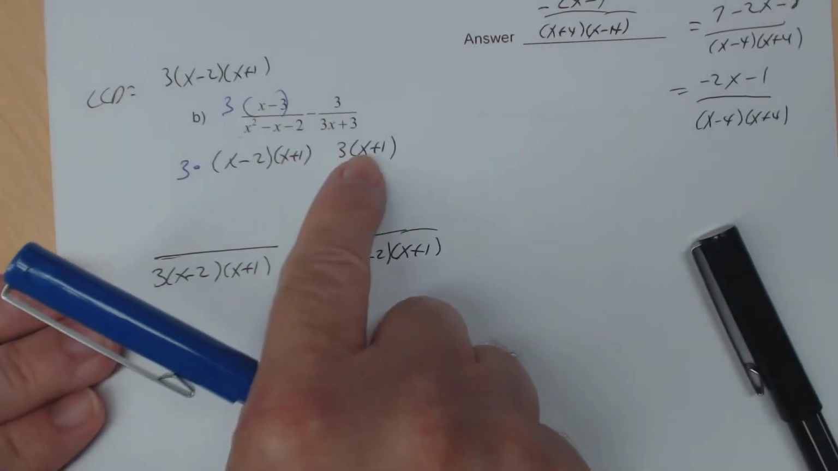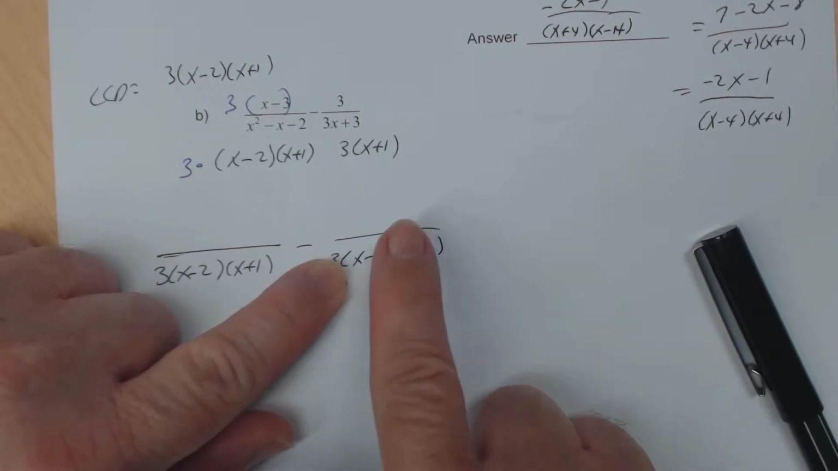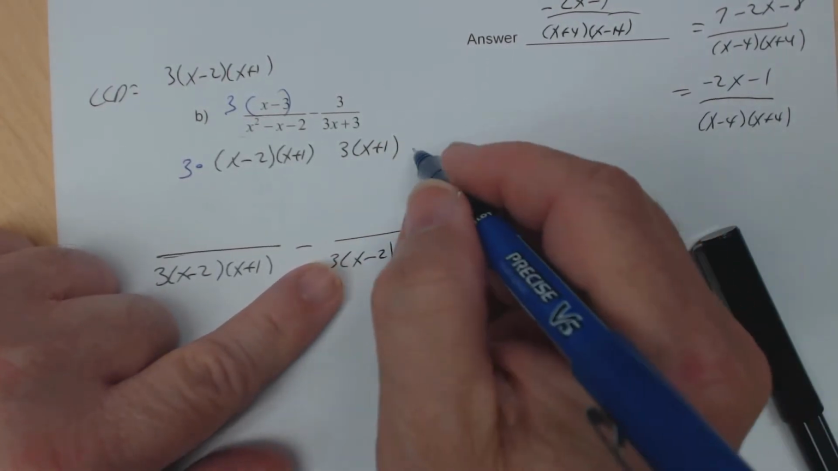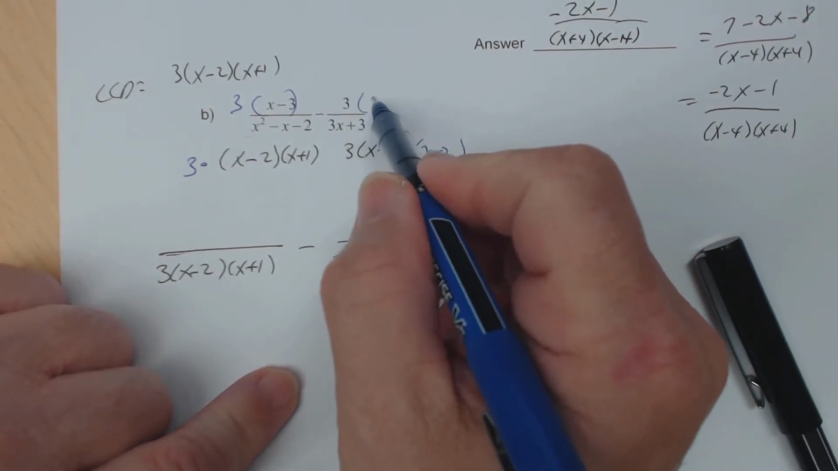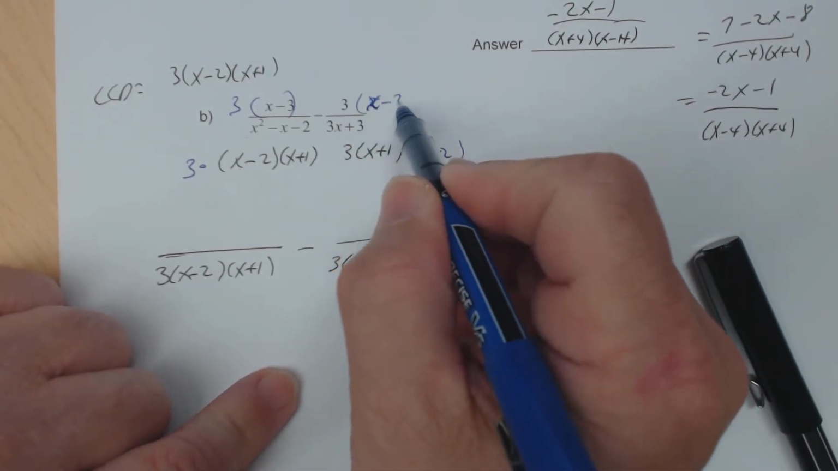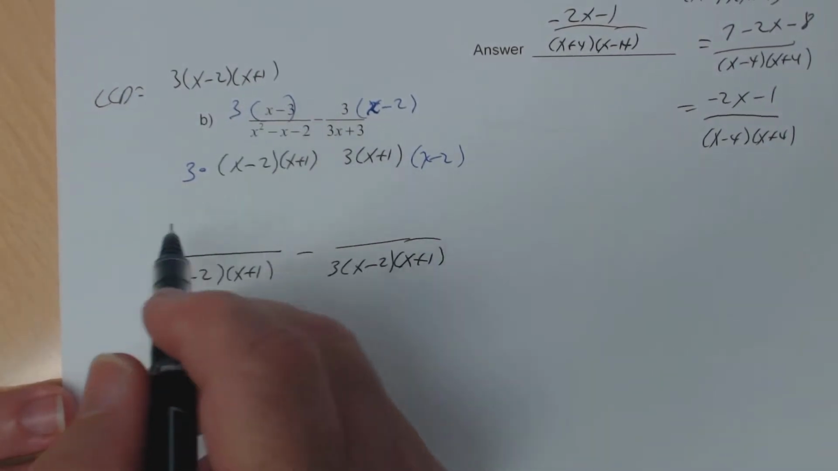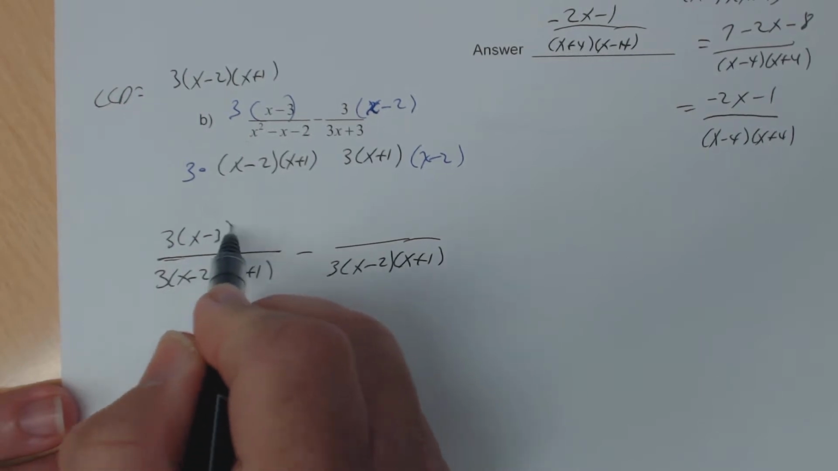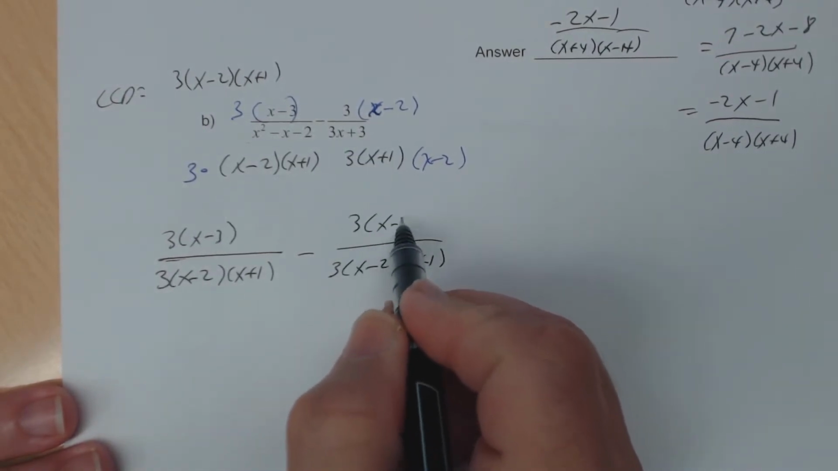Over here, I have 3 times x plus 1. So I have the 3, I have the x plus 1, but I'm missing the x minus 2. So I have to multiply by x minus 2, and what I do to the denominator, I do to the numerator, x minus 2. So basically in this numerator I have 3 times x minus 3, and in this numerator over here, I have 3 times x minus 2.